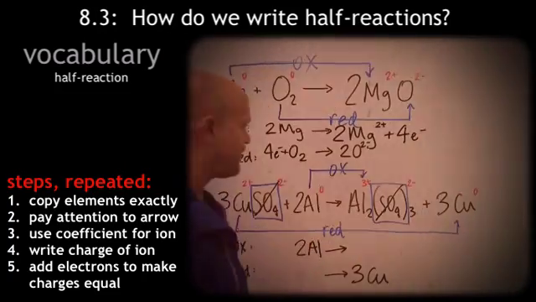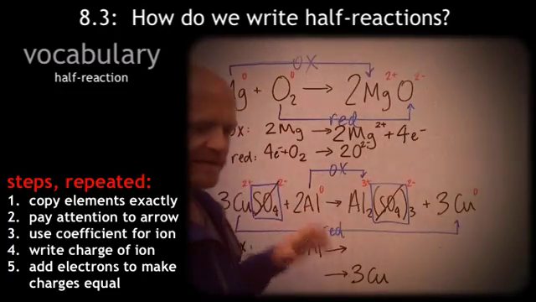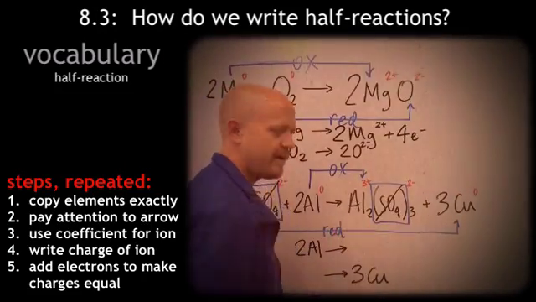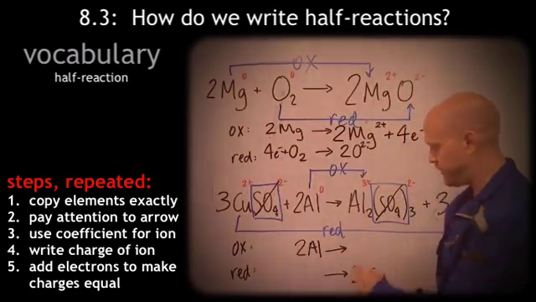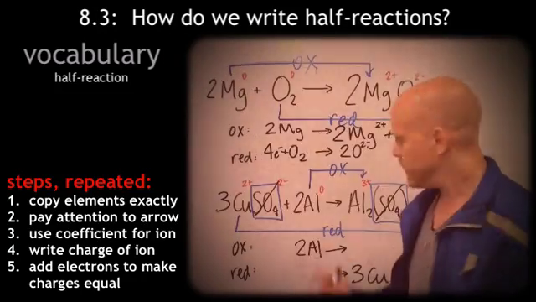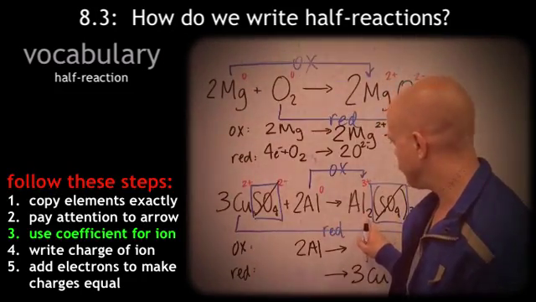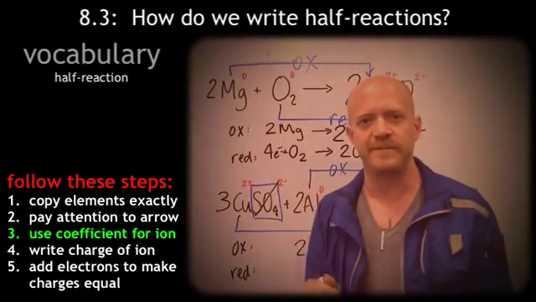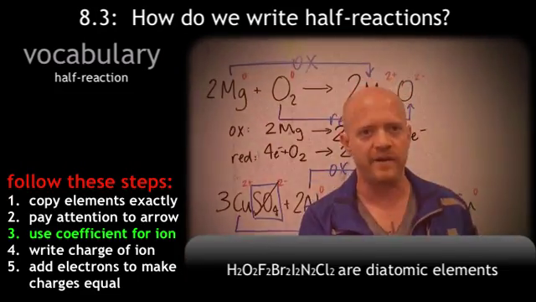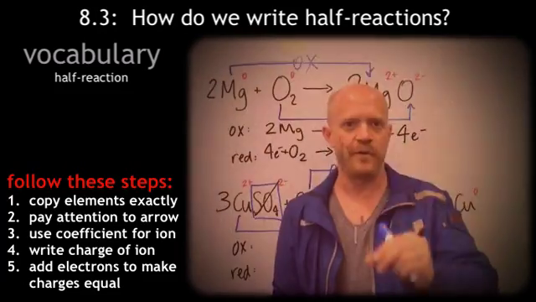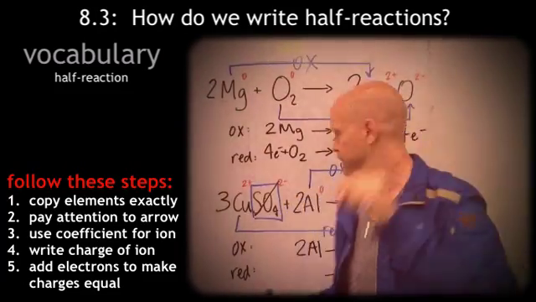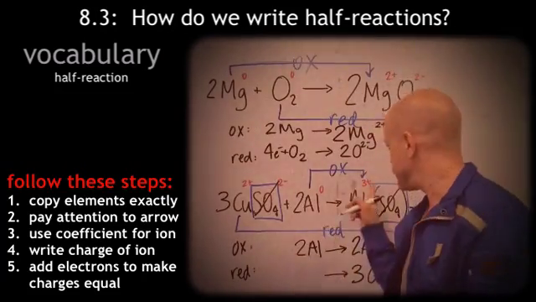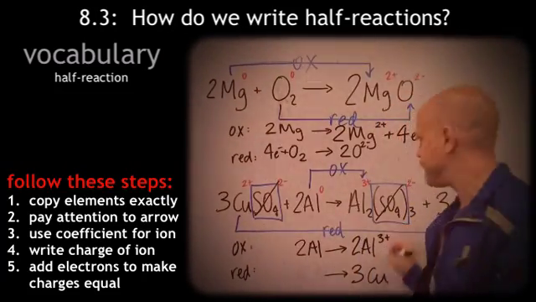It's understood. Now the next thing I'm going to do, and this is a little bit tricky. This is a subscript. I do not want a subscript if it's an ion. So instead of using a subscript, I'm going to use a coefficient instead. The only time you should ever have a subscript is if it is a Hofbrinkel: hydrogen, oxygen, fluorine, bromine, iodine, nitrogen, chlorine. So here I'm writing 2Al. I'm also including this charge, which is 3 plus.